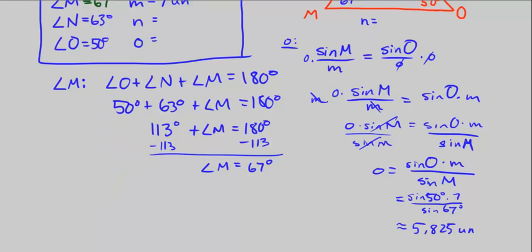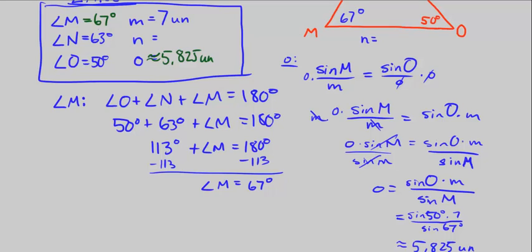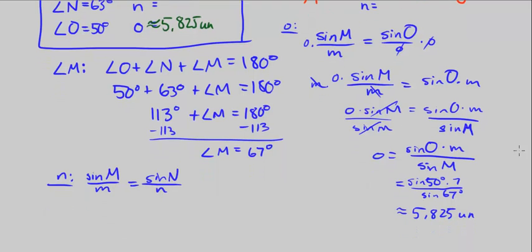Putting away the calculator, putting this answer in my answer box, 5.825 units, making this approximate so I know if I'm ever checking that it's not exact. And finally, I want to find side N. I'm going to use the same property, the law of sines: sine of angle M over M is equal to sine of angle N over little n. Solving for little n, I'm going to solve it the same way I solved for little o.